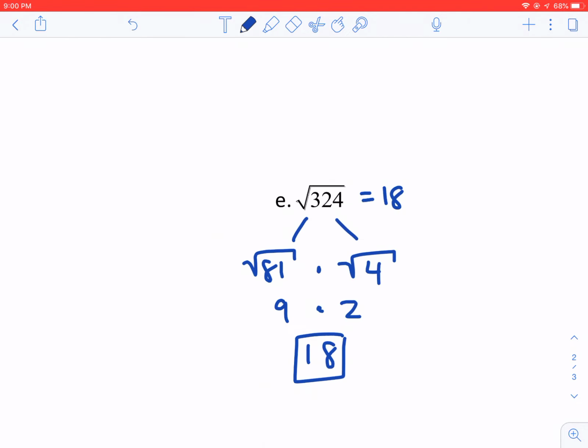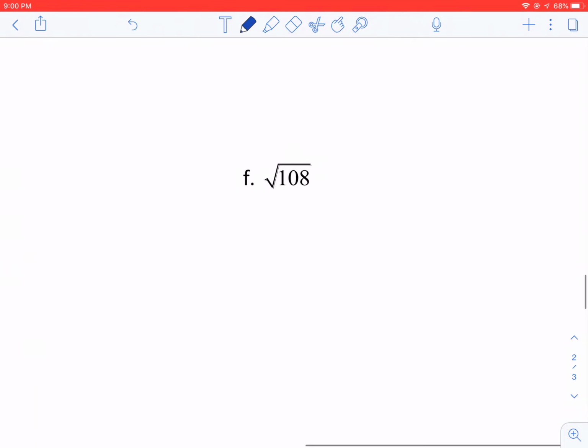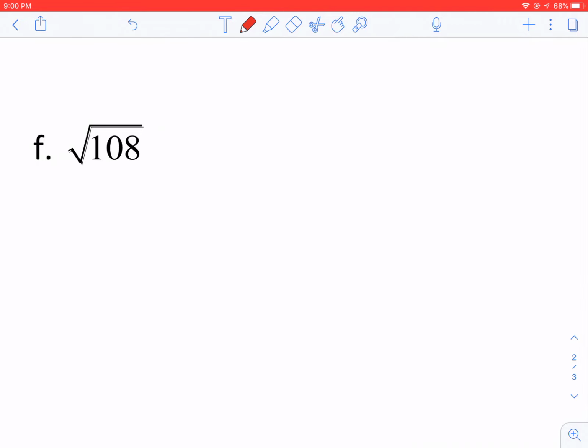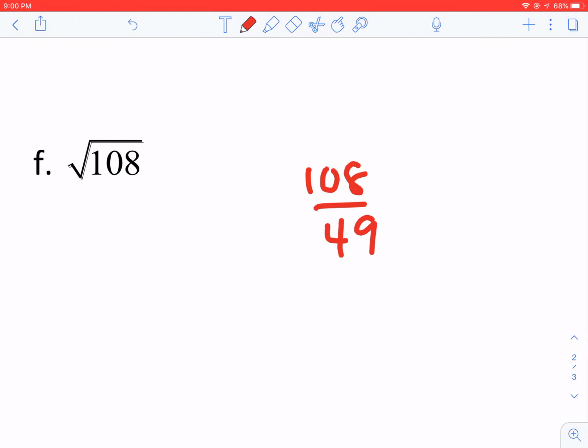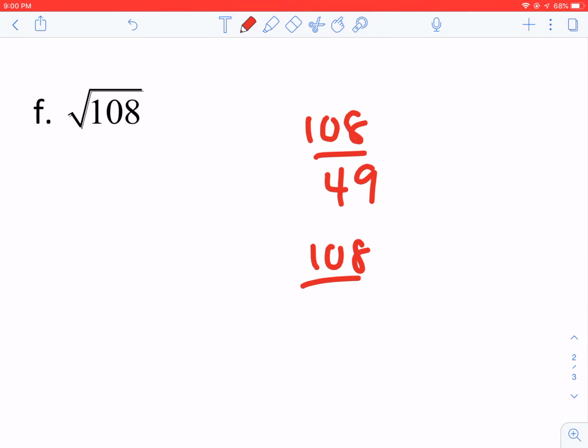All right, let's try letter F now. What's the largest perfect square that goes into 108? All right, so if you're not sure, I'm just going to type these values into my calculator. What is 108 divided by 49? 2.20408, that's not a nice number. So I'm going to try 108 divided by 36. Right, you always want to start with bigger numbers first and work your way down because you want to find the largest perfect square. And aha, that's equal to 3.